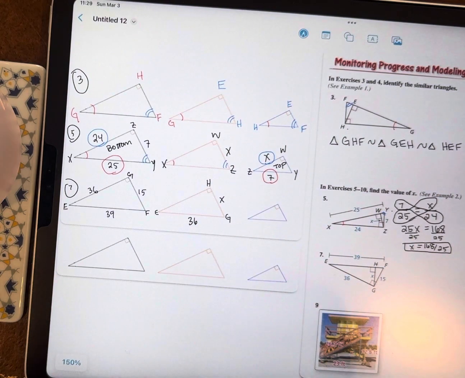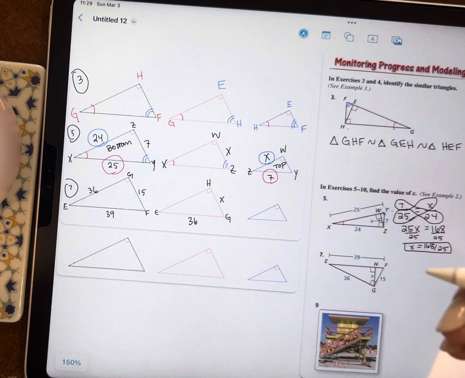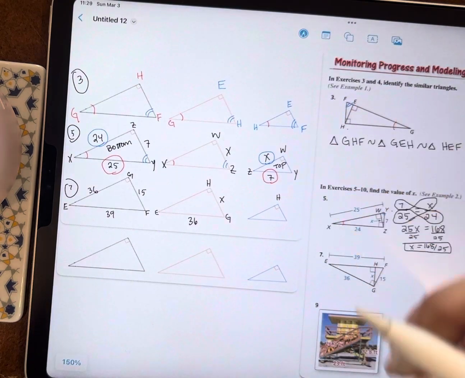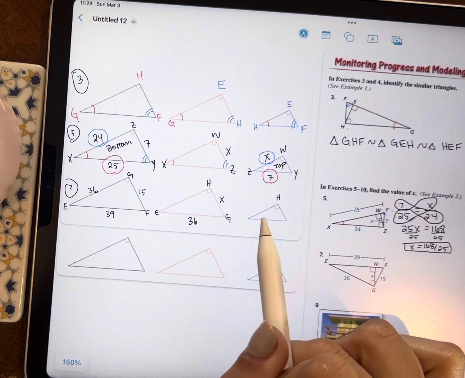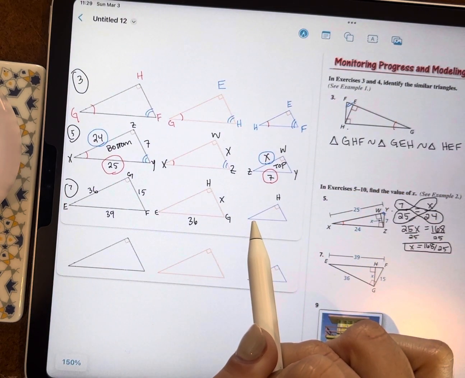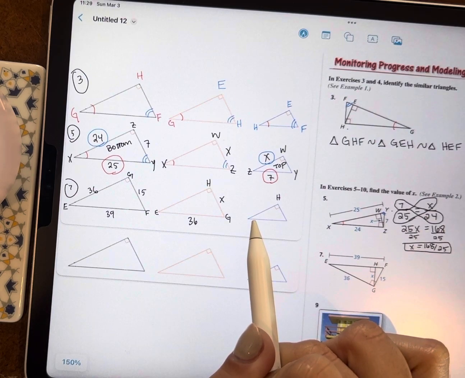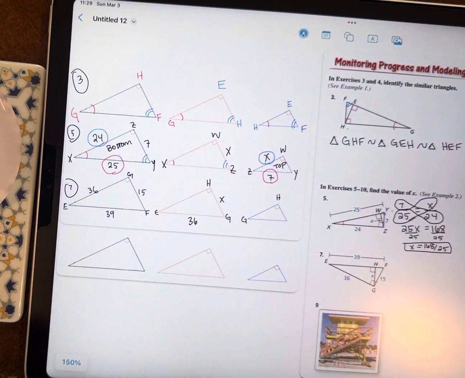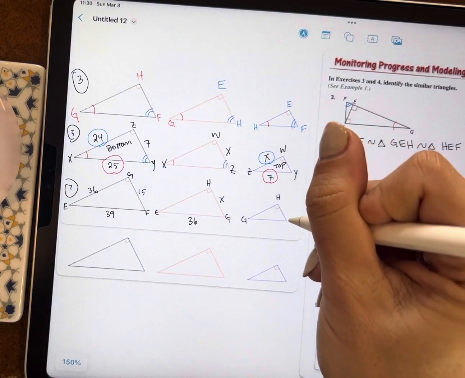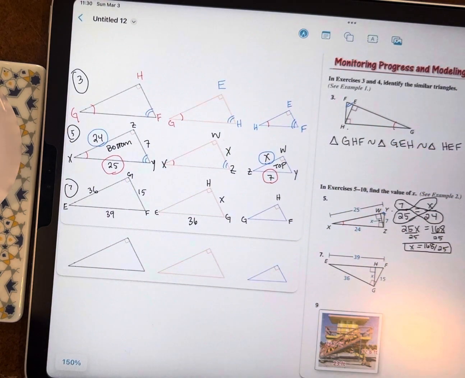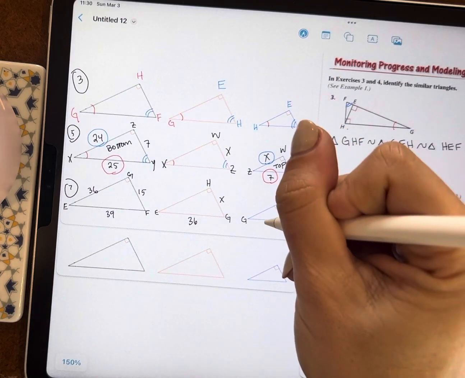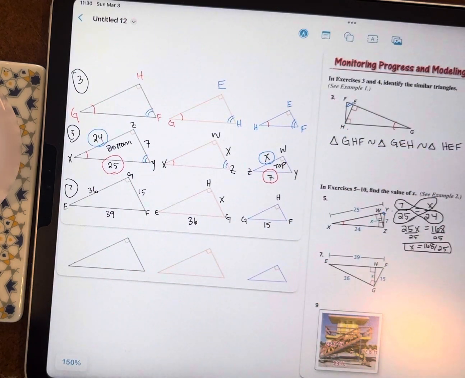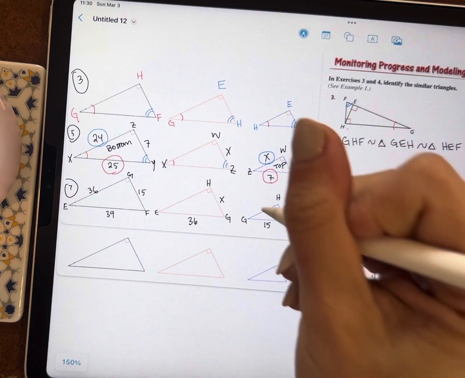Now the little one. On the little triangle, the right angle is at H. The shorter leg is across from G. And F is the only one left. FG is 15. And HG is x.